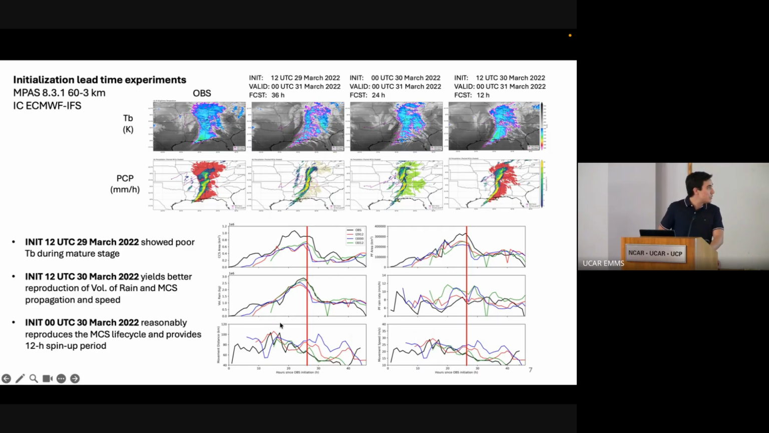But we decided to use this initialization at 0 UTC on March 30th because it reasonably reproduces the MCS life cycle and ensures a 12-hour spin-up period.